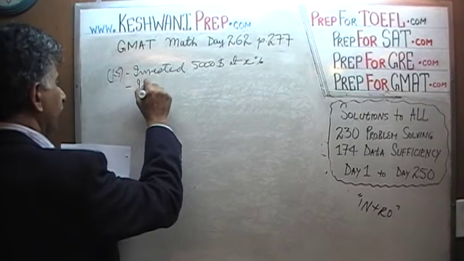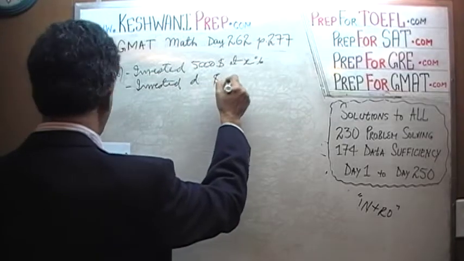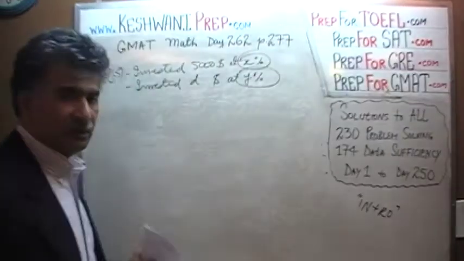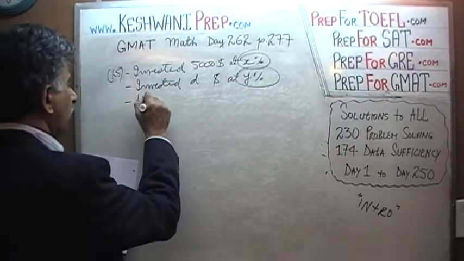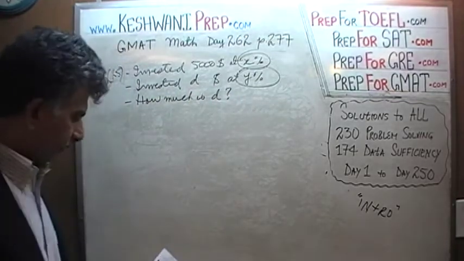We are also told that we have invested D dollars, a different amount, at Y percent. We are not told the percentages, X and Y, we are not told what those are. The question simply is, how much is D? How much is D dollars?